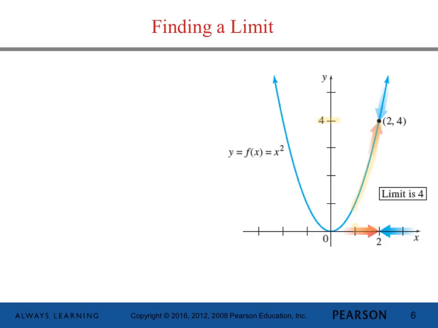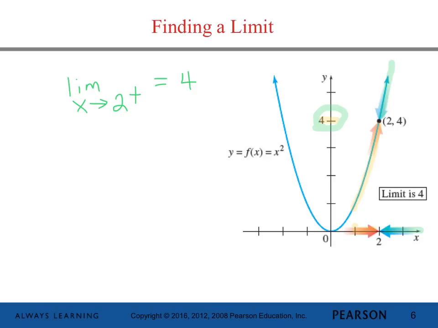And the same thing happens from the right-hand side. If I try to come at x equals 2 from the right-hand side, then what happens on the function is that my function value gets closer and closer and closer once again to 4. And so what we say in this case is that the limit as x approaches 2 from the positive side, that's the way we write it, is equal to 4.